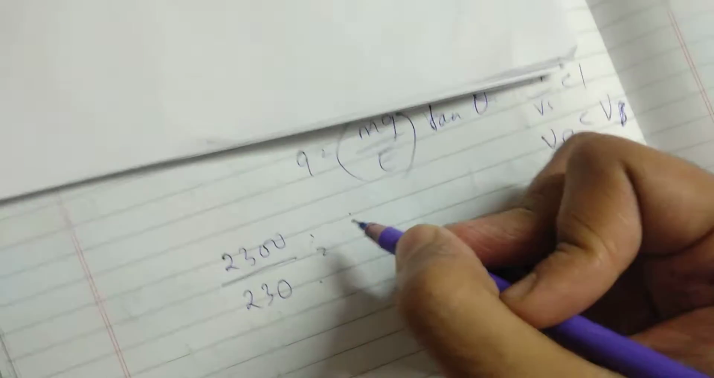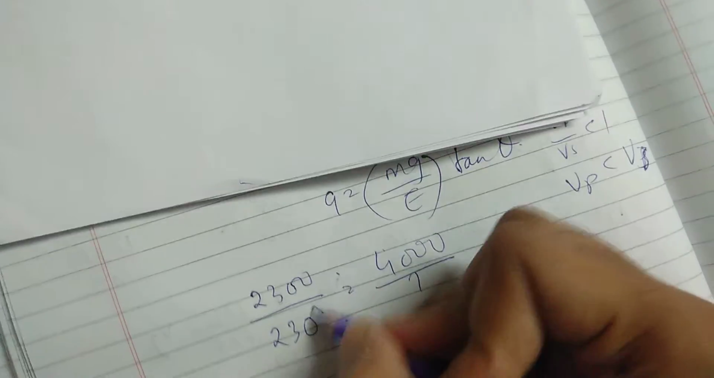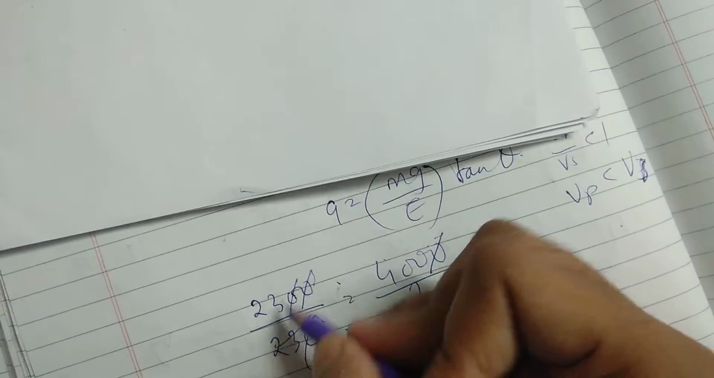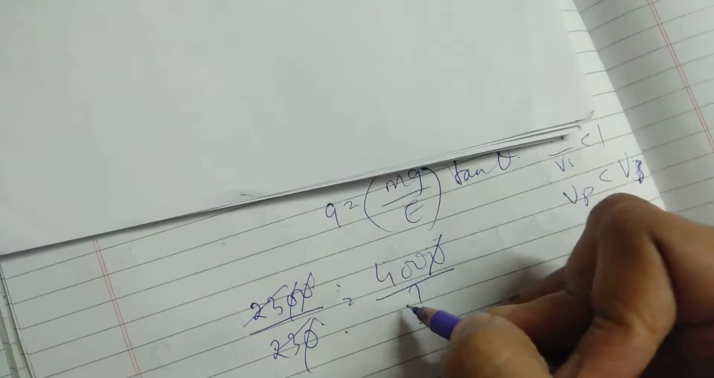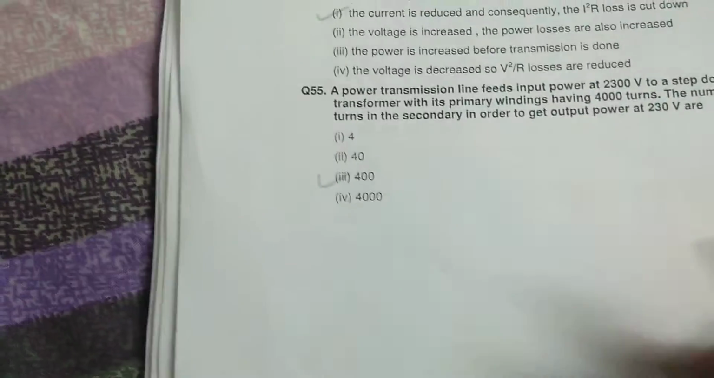So primary by secondary equal to primary by secondary. So 4000 by x, we have to find out. So we can cancel this. We can cancel this also. So 23 cancel. So 400 by x equal to 1. x will be equal to 400. That is our answer, 400.